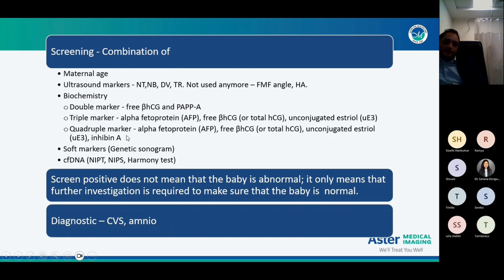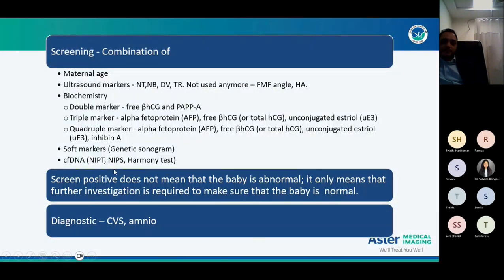Rather, we can perform quadruple marker in the second trimester, which has a detection rate of approximately 80%. And then mostly in the second trimester, we'll be seeing these soft markers. We'll discuss what the various soft markers which make up the genetic sonogram are later in this presentation. Then apart from all this, there is NIPT or NIPS, which is nothing but cell-free DNA detection. This test also has its own pros and cons, which we'll be discussing later.